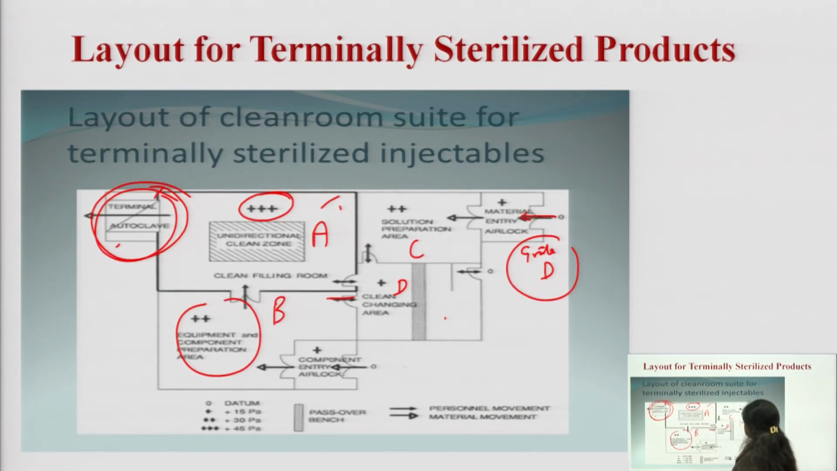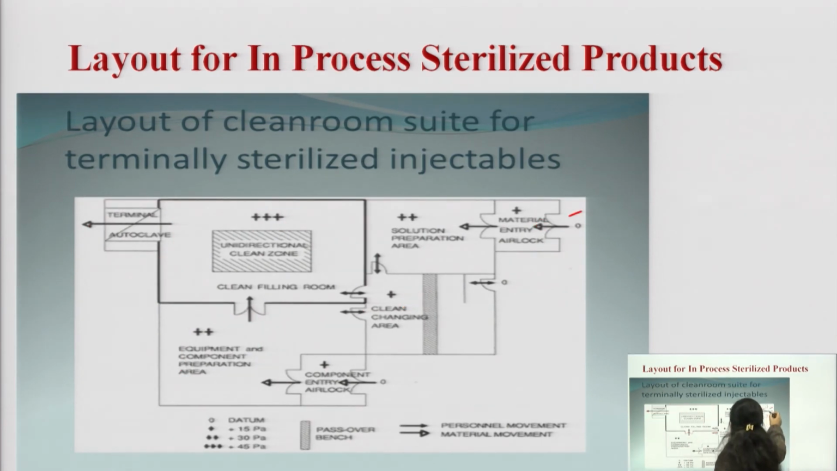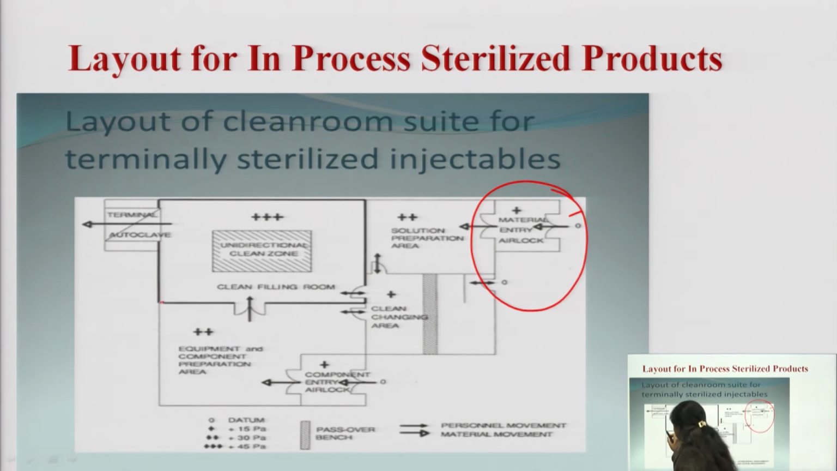So this is terminal sterilization. And what will happen in case of an in process sterilization area? In that layout, what you need to do is keep different entries for the materials, different entries for the raw materials, and different entries for the personnel. Material entry will take place from this area. Here you enter the material, and here you have to add more area that will be divided into 4 zones.